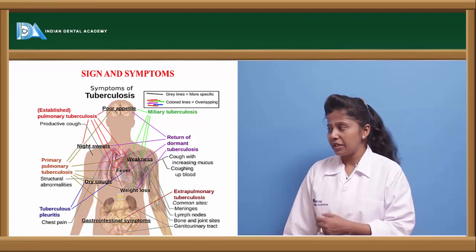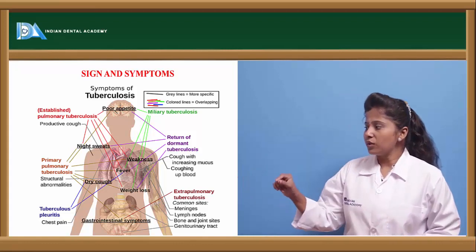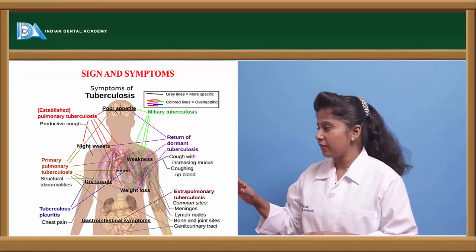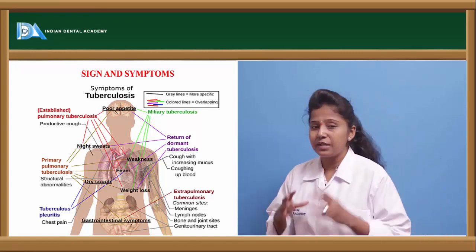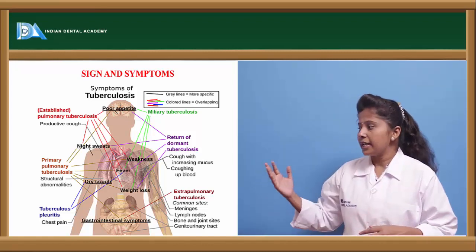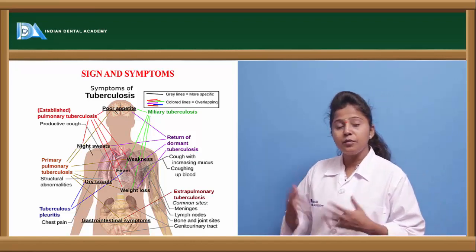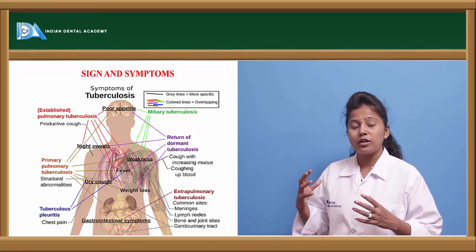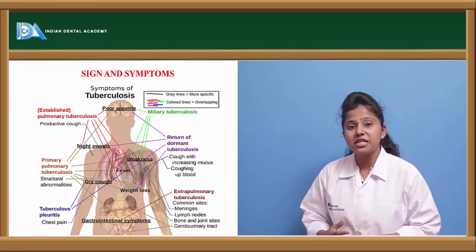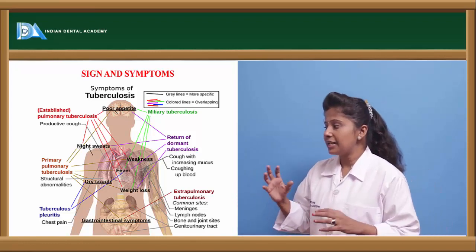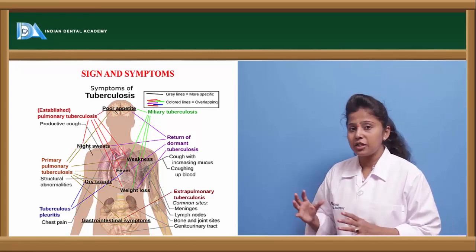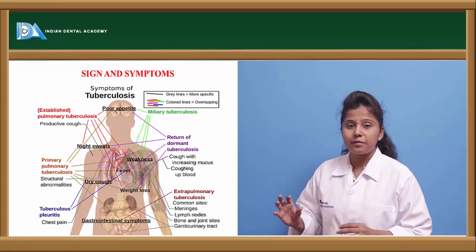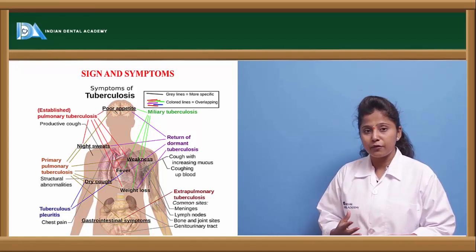Here we can see the pictorial representation. See the ones observed in the grey lines: symptoms like chest pain, structural abnormalities observed in the X-ray, and cough with increasing mucus, or else sputum which contains blood. So these are the marked symptoms of tuberculosis. These are the primary symptoms of tuberculosis.